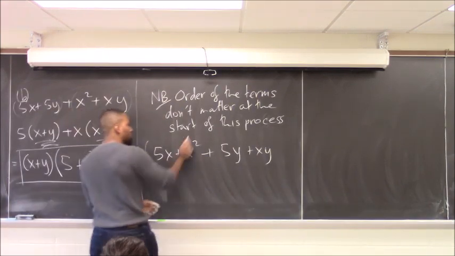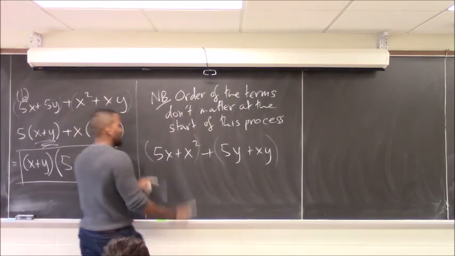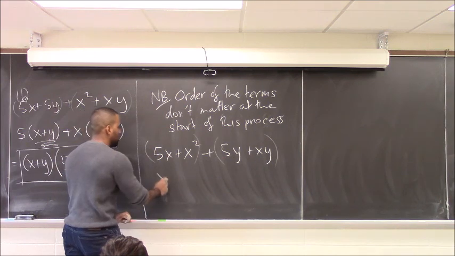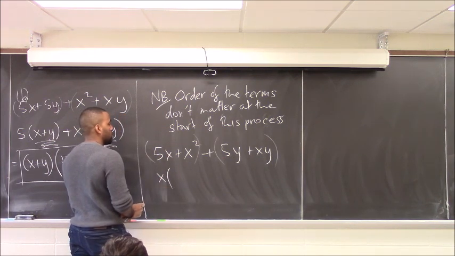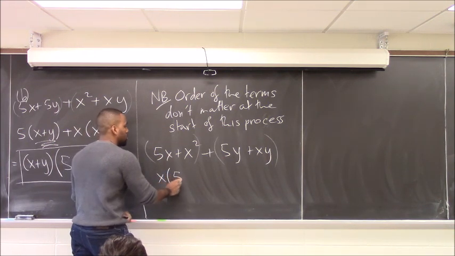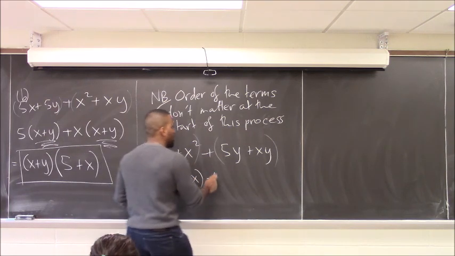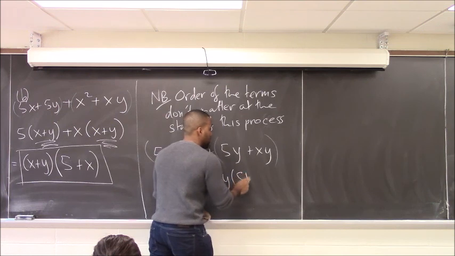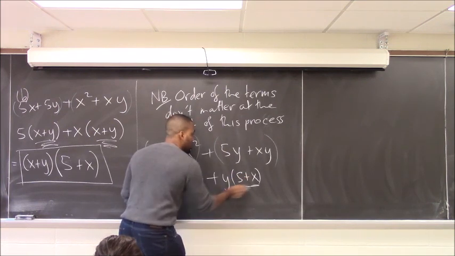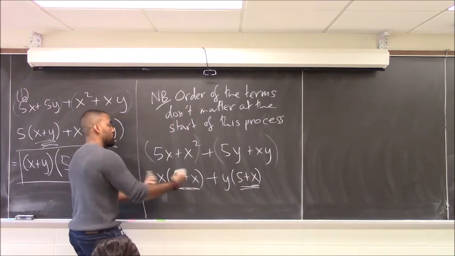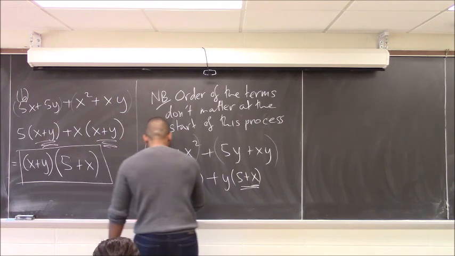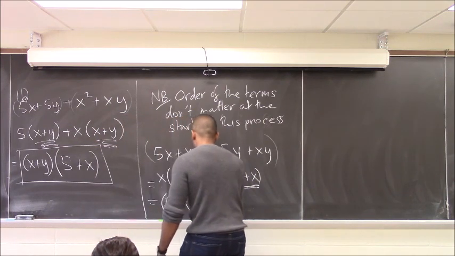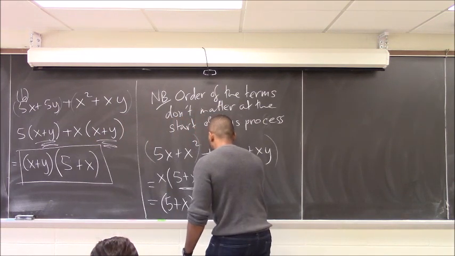Let's say someone decides to write it down in this order. You can still do GCF factoring. Common term here would be what? What would you be left over with? 5 plus x. Common term here? y. What do you have left over? 5 plus x. You end up with a GCF again. Now if you factor out that GCF, what happens? Well, you'd be left with 5 plus x times what's left over, x plus y.